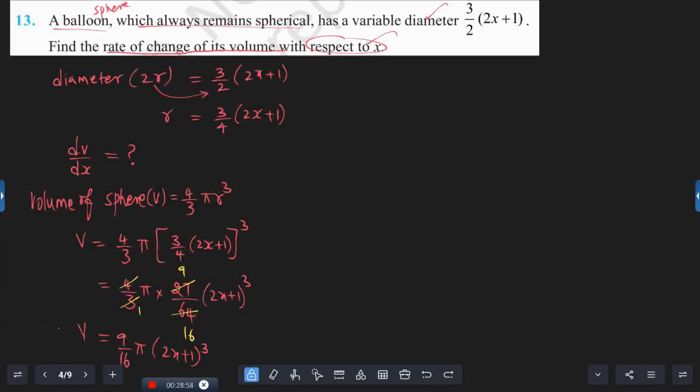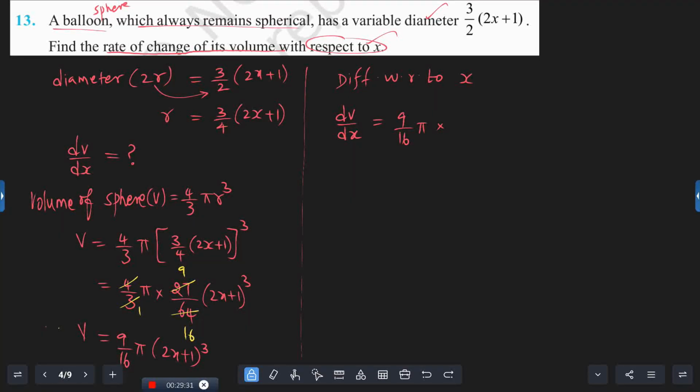It will be very easy to go. Now you differentiate. It will be very easy. So differentiate with respect to x. Now if you use x to differentiate, it will come very easily. Whatever they asked, you will get. Okay, when I differentiate V with respect to x, I will get dV divided by dx, which is equal to 9 by 16 pi. 9 divided by 16 pi is the multiplying constant. Leave it as it is.